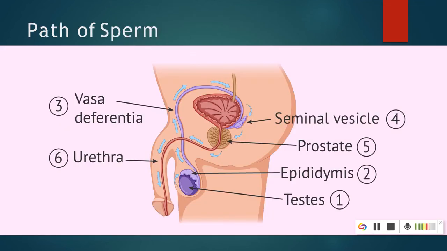Here's the pathway of sperm. So it's generated in the testes. It then travels to the epididymis, goes up the vasa deferentia and around the seminal vesicle, then is stored in the prostate for a little bit, and then exits the penis through the urethra.